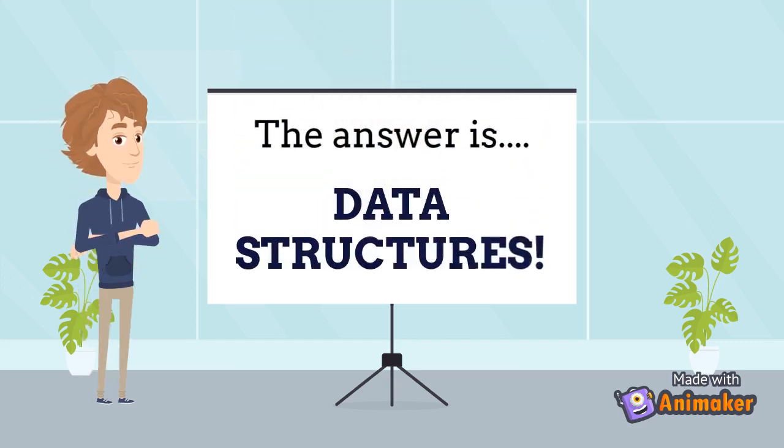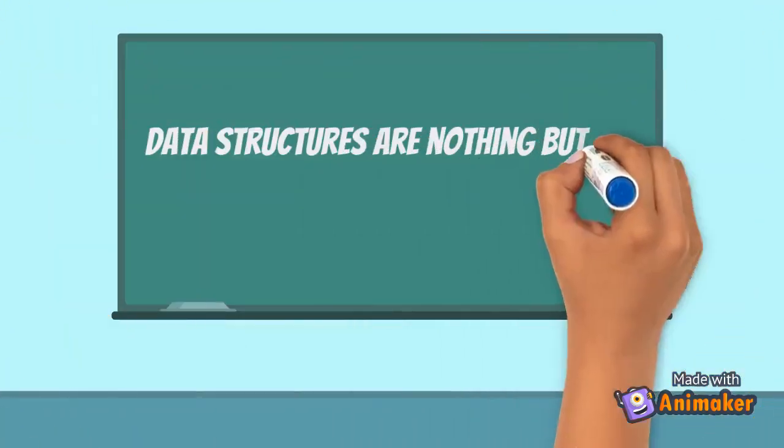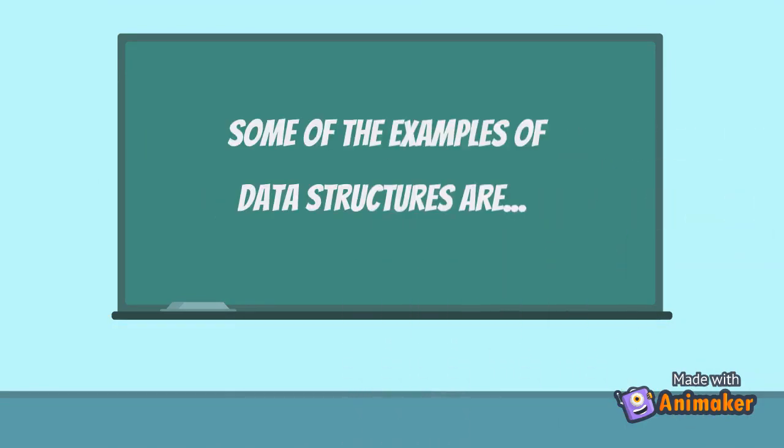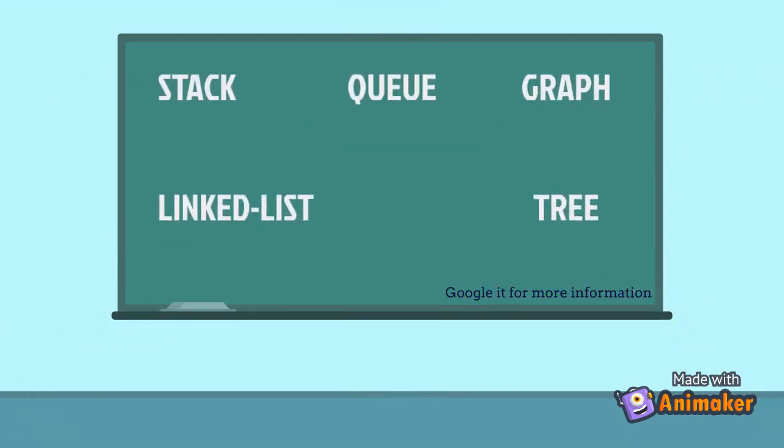But what are data structures? Data structures are nothing but special ways of arranging data. Some examples of data structures are stack, queue, graph, linked list, tree. Google it for more information.